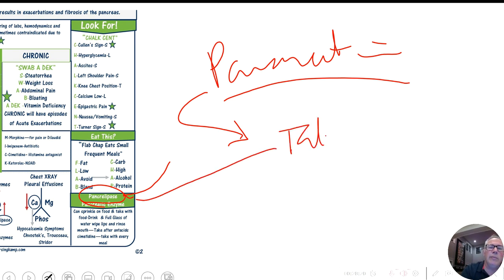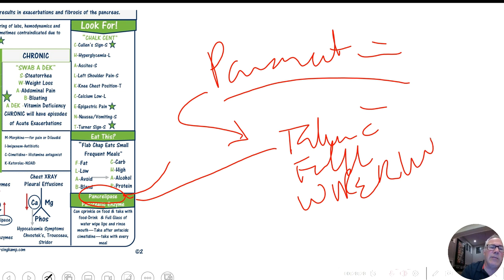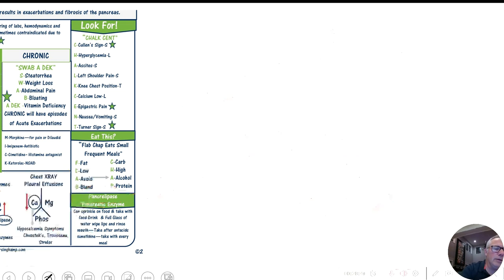You take it with food. You take it with a full glass of water. You wipe your lips, rinse your mouth, because it's an enzyme, right? So it could cause problems. And then you take it after antacids and cimetidine. And it's supposed to be taken with every single meal. So that's pancreatitis in a nutshell.